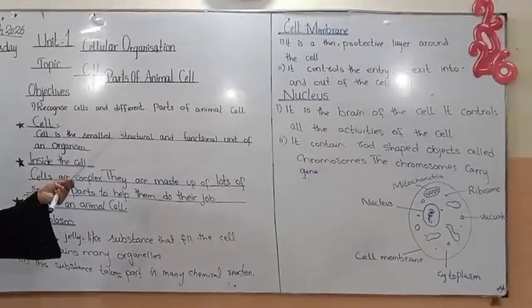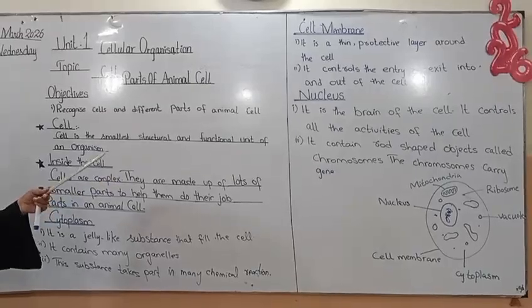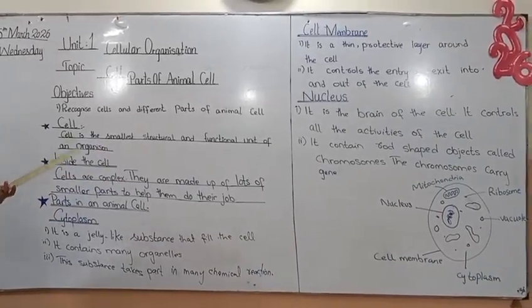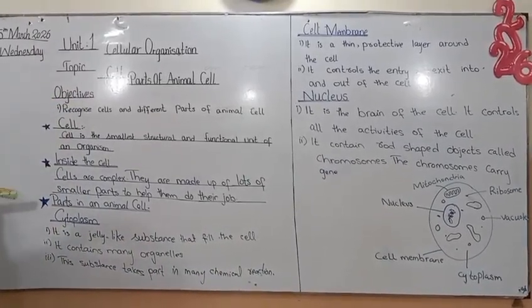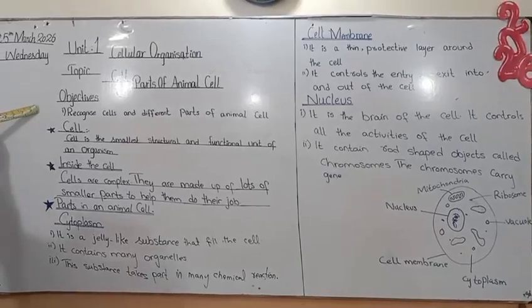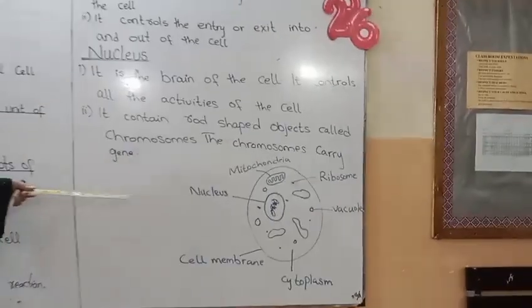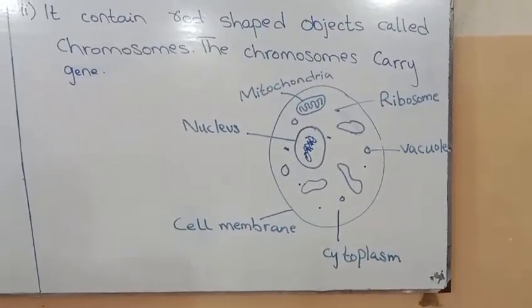Your task is to take the first term page, skip one page for the tentative title page of unit number 1, and also learn these three parts of the animal cell and the definitions of the animal cell. Also learn the diagrams of the animal cell, which parts are present, and what is the function of each part.